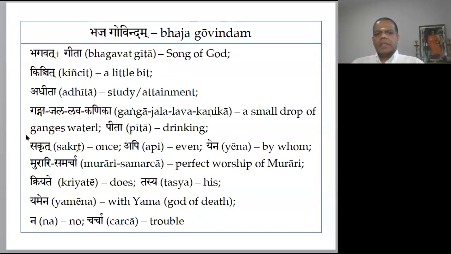The next line is Ganga Jala Lava Kanika. Ganga means the river Ganges. Jala is water. Ganga Jala means Ganges water. Lava Kanika. Lava means a drop, a small bit. Kanika also means something very small. So Lava Kanika means a very little drop of water, Ganga water. Pita, the process of drinking, consuming it. Okay. Pita.